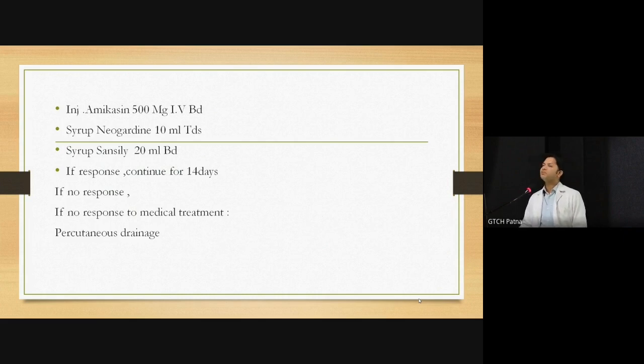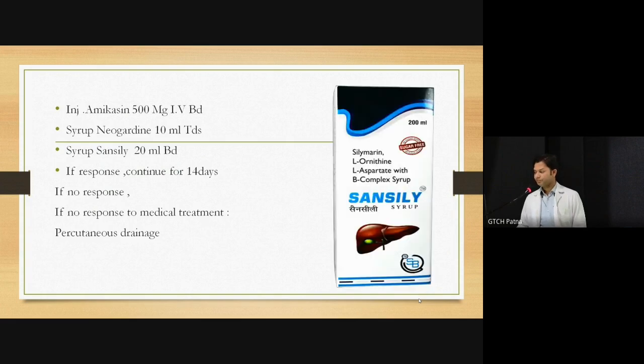Syrup Neoguardin is to counter the loss of appetite, because loss of appetite is there and the patient is underweight. Syrup Sancillin is also for the enzymes which are disturbed in liver disease. If there is a response, continue this treatment for 14 days. If no response, we go for percutaneous drainage. This is a syrup of silymarin, ornithine, and L-aspartate with B complex.